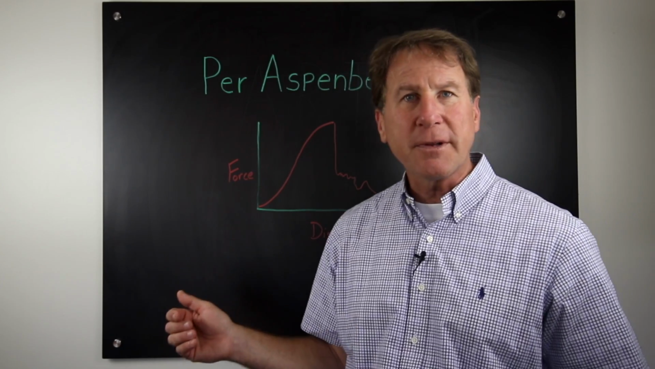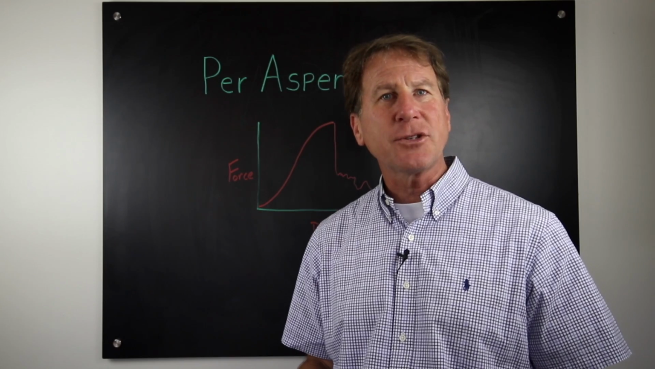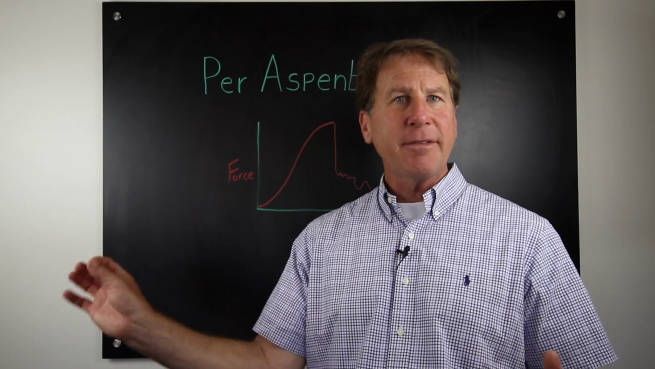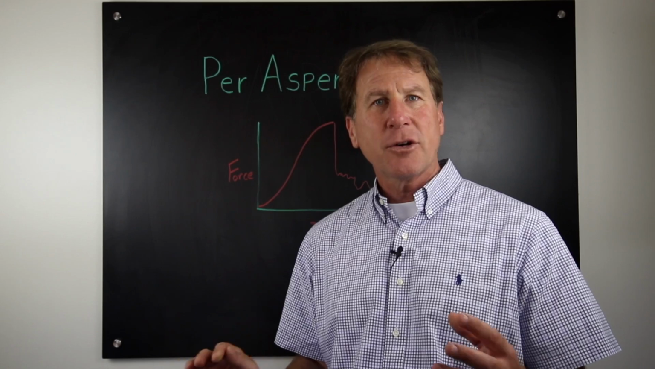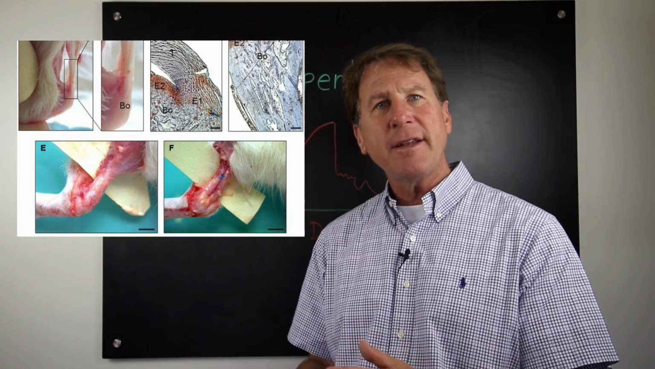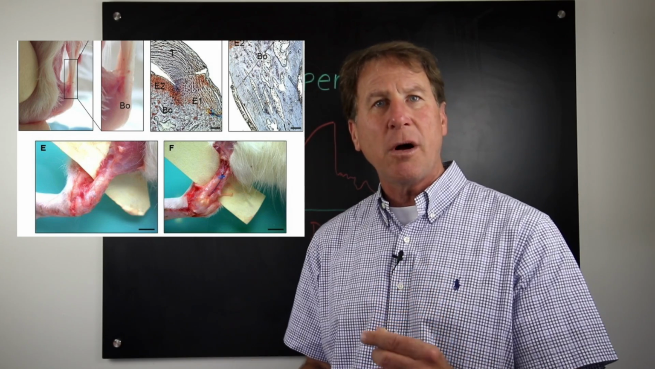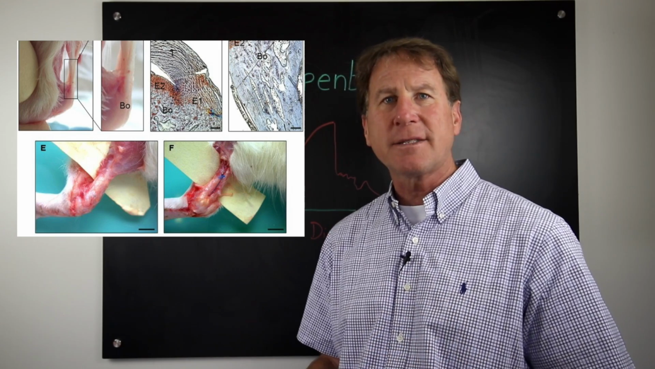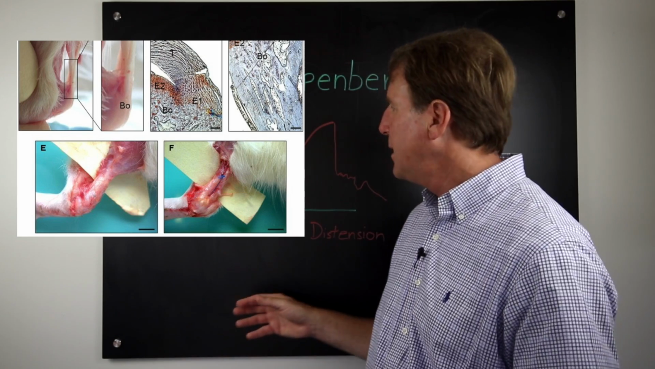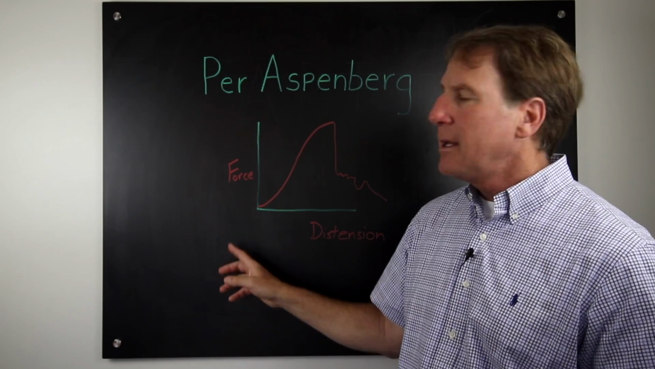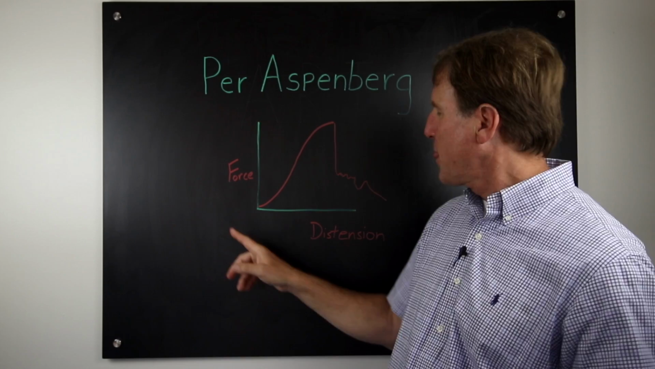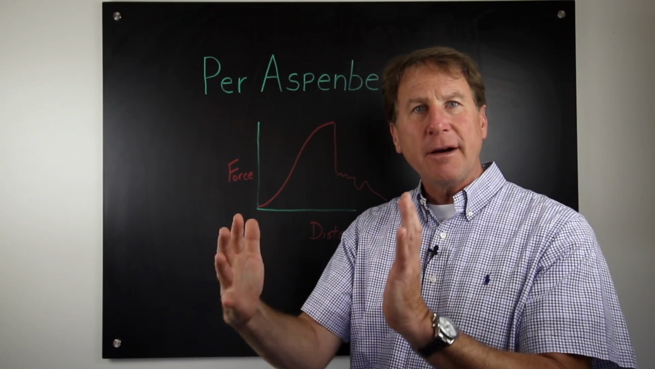So what Per Aspenberg did, very cruel experiments actually. He took rats and he nicked their Achilles tendons. They're a great thing to test because the Achilles tendon, as you know, in your own body and especially on a rat, is extremely big and strong, and it's a beautiful structure to test to see how it works. And so if you look here on this graph, there's force against it. And there's distension, or the length of the tendon.